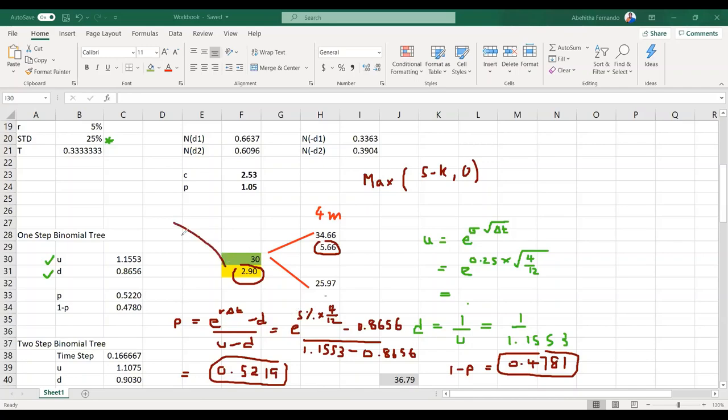Now if it goes up, the payoff is 5.66. But the probability of it going up is only 0.5219. If it goes down, there is no payoff. So the expected value, if it goes down, will be anyway 0. So this will give you the expected payoff at maturity. Take the present value of that, e to the power minus, now the risk-free rate is 5%, to the power minus 5% into 4/12.